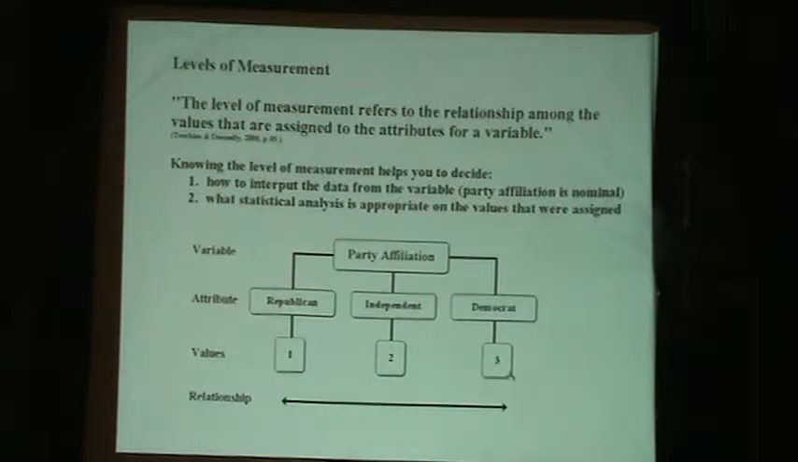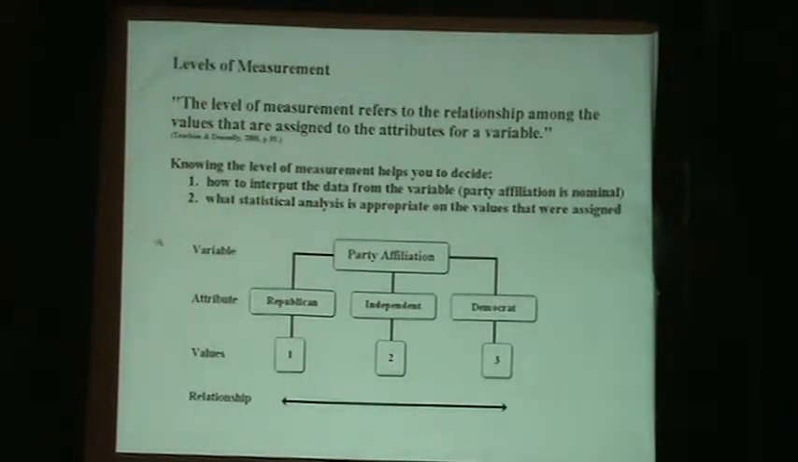Now, of course, Democrats are not higher than Republicans. And the numbers 1, 2, and 3 really have no meaning. They're just shortcut names for Republican, Independent, and Democrat. So the relationship then between these values is they are equal. They are of equal value. And this particular type of level of measurement is called nominal, but we'll talk about that in a minute.